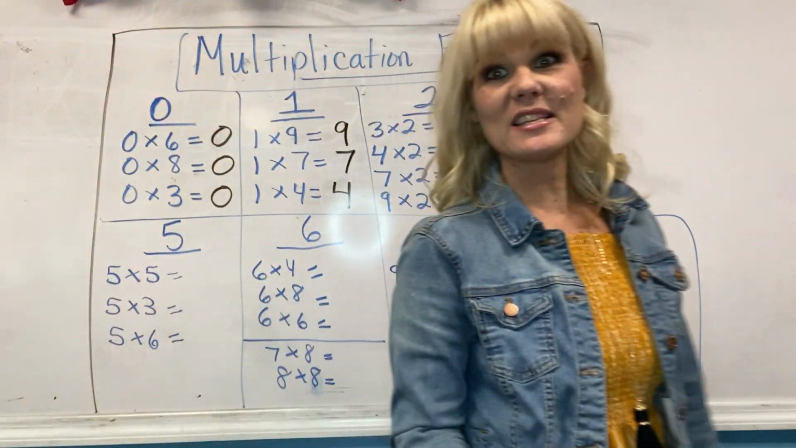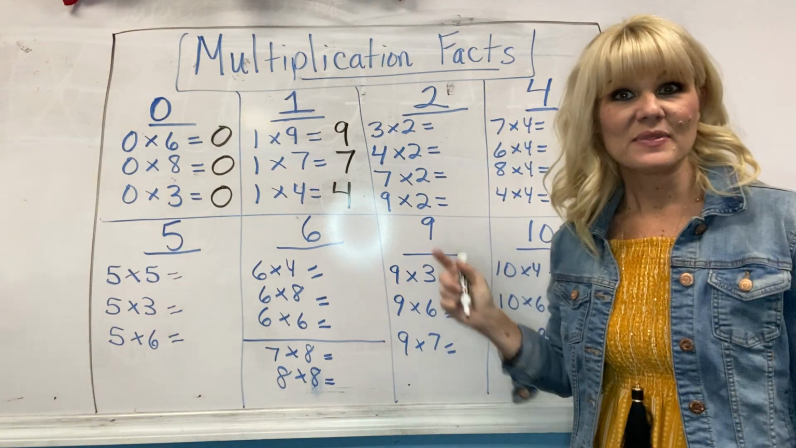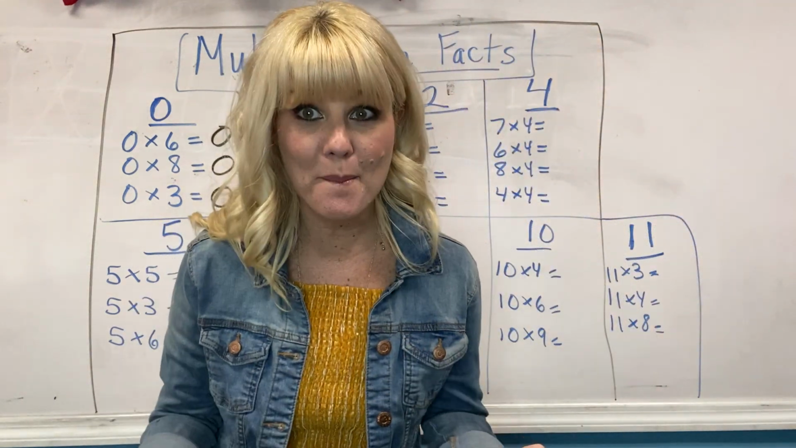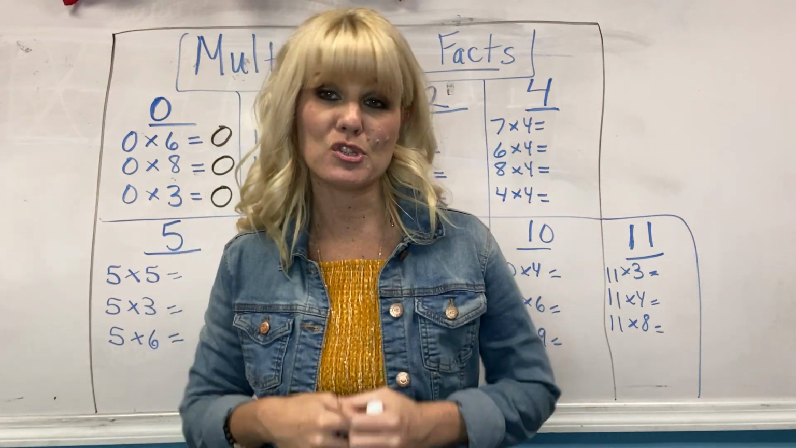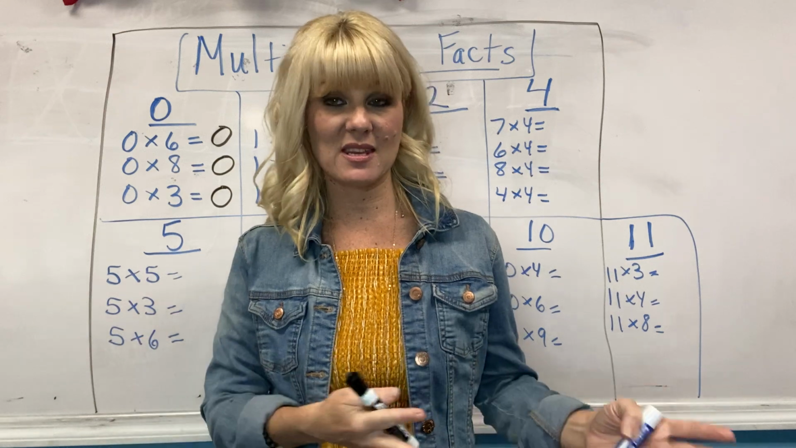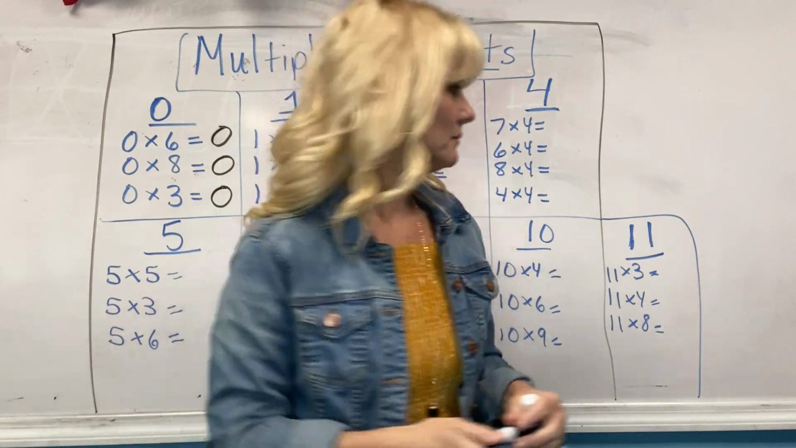Those are pretty easy, but let's move on to the 2's. Anything multiplied by 2, all you have to do is double the number. Now, some people just count by 2's, but actually knowing your doubles and just doubling the number is much faster. So let's try it.